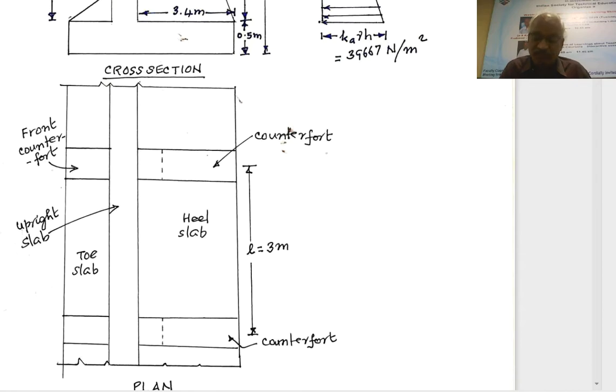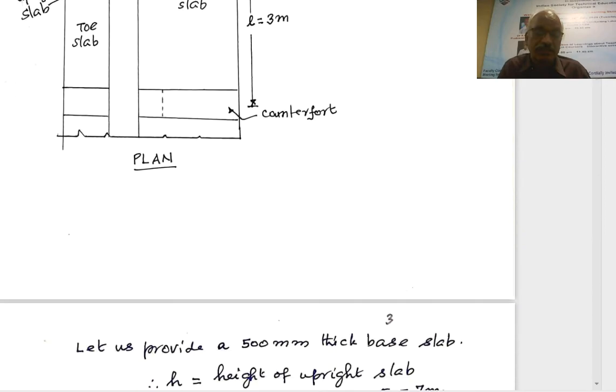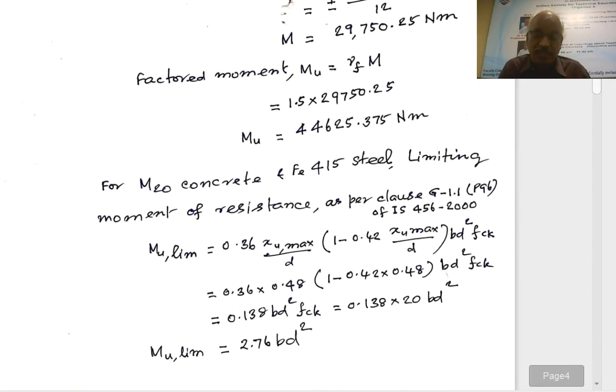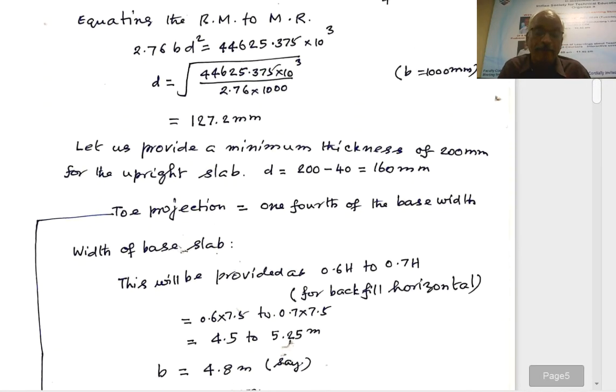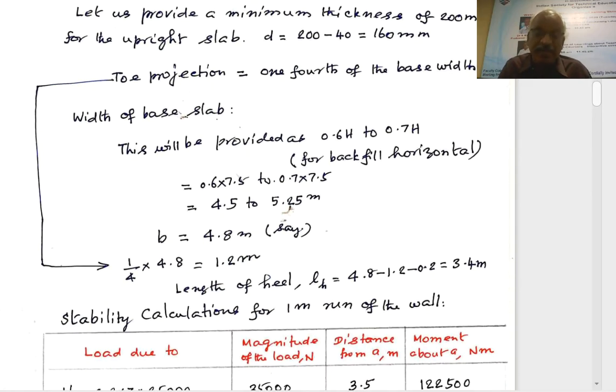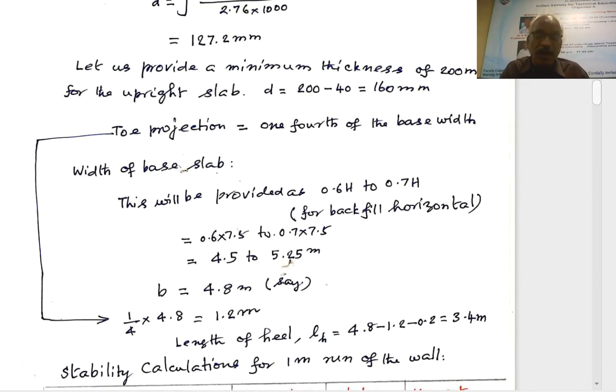This is about the plan. We must have an idea about the different components first. So that's about the dimensions. We have proportioned the different dimensions, and after proportioning, we have designed the thickness for the upright slab. We are to find out the reinforcement. Before that, let us do the stability check.